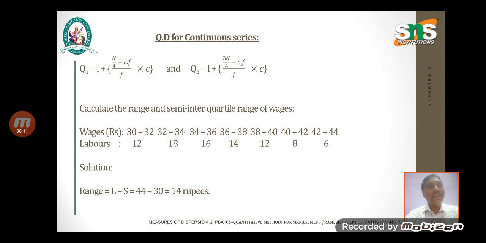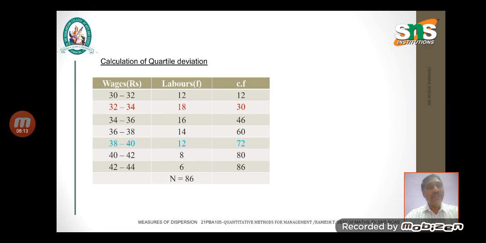Using this data, now we calculate the quartile deviation. First we calculate cumulative frequency. We write all the continuous data and write the labor, and using the labor we calculate. The labor is called frequency. Now we calculate cumulative frequency. How do we take cumulative frequency? First take 12. Add this 12 to the next frequency 18. So 12 plus 18 is equal to 30.